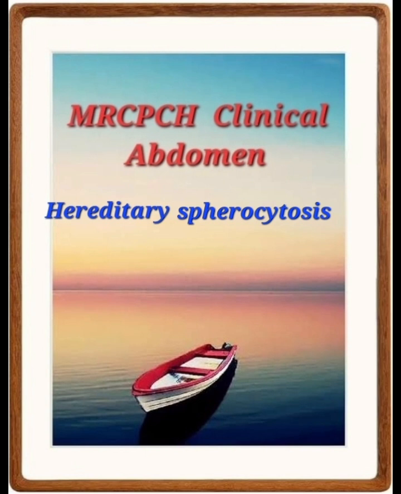If there is aplastic crisis, then pancytopenia is due to parvovirus. We do the parvovirus B19 serology. On blood film we find anisocytosis, poikilocytosis with nucleated cells, and spherocytes. Also total and direct bilirubin, liver function test, and abdominal ultrasound.